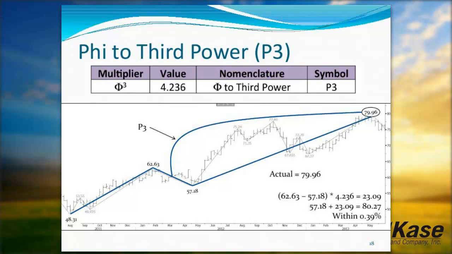And then phi cubed, or P3, 4.236 is our multiplying factor for the difference between the YZ portion of the wave. We add that value to Z, so we have 57.18 plus the 23.09, which was our factor derived from phi cubed, and that gives us a projection of 80.27. Our actual swing high is 79.96, so we were within 0.5% of meeting that actual target.